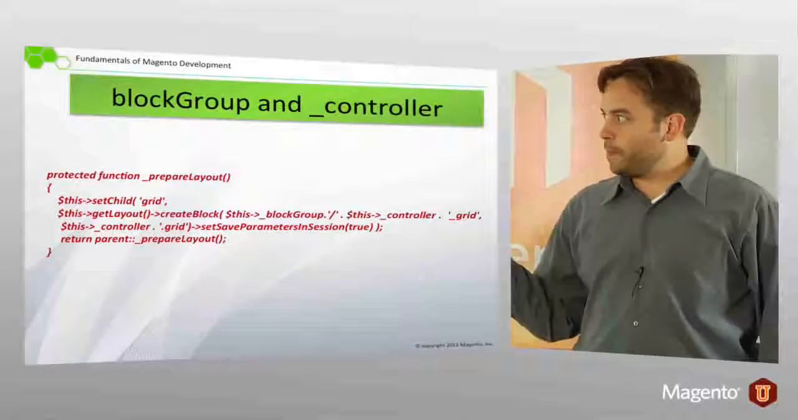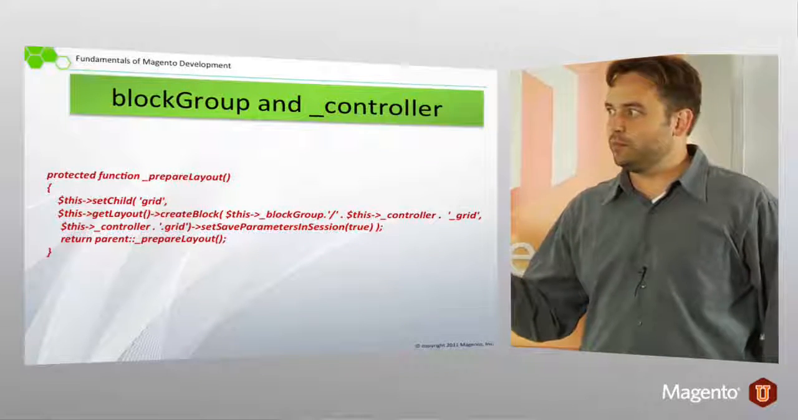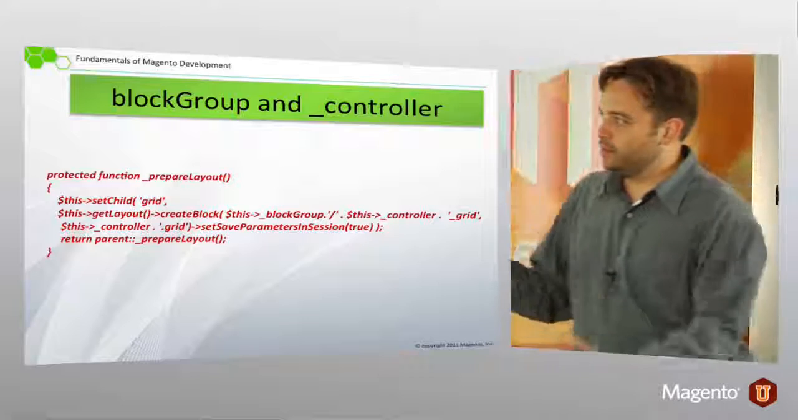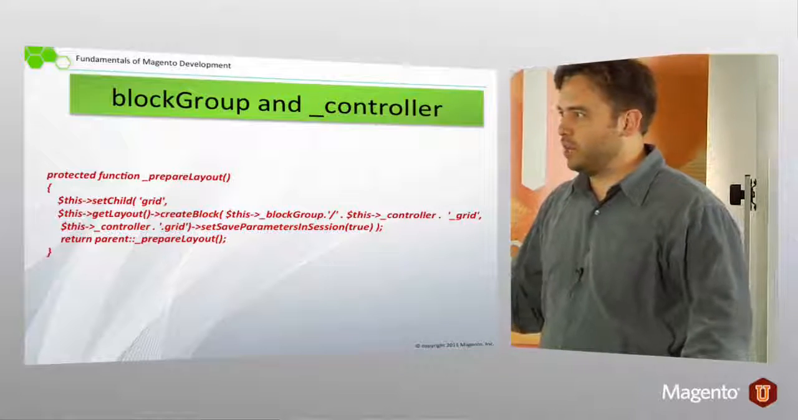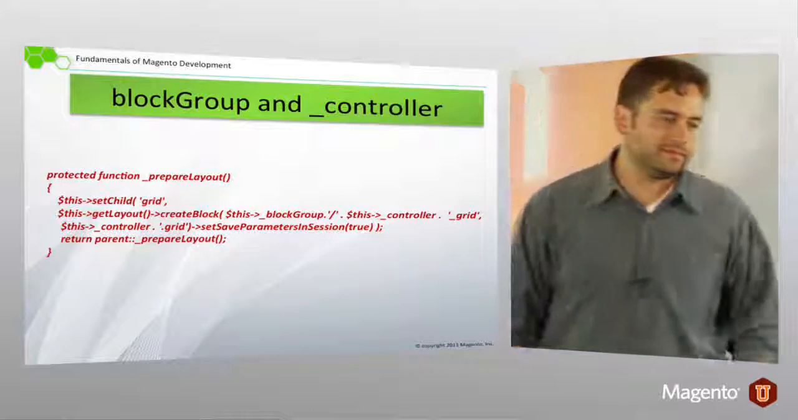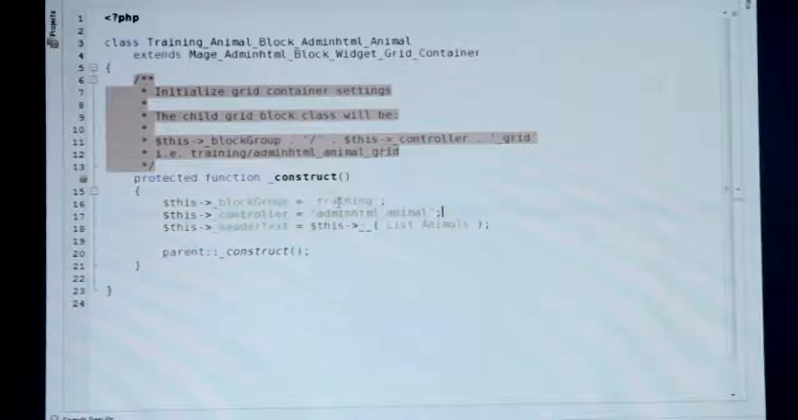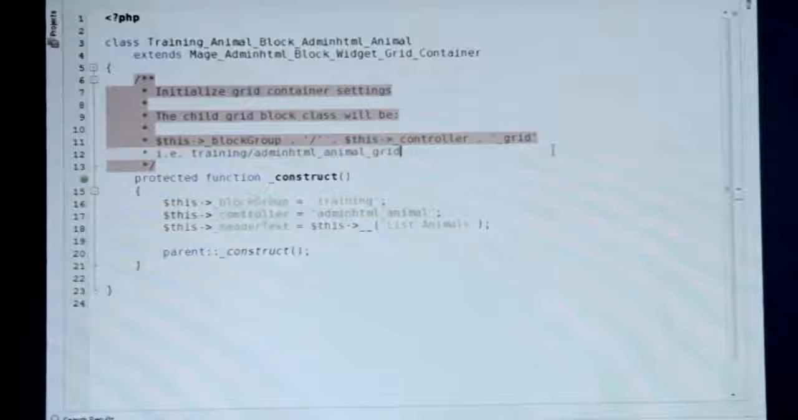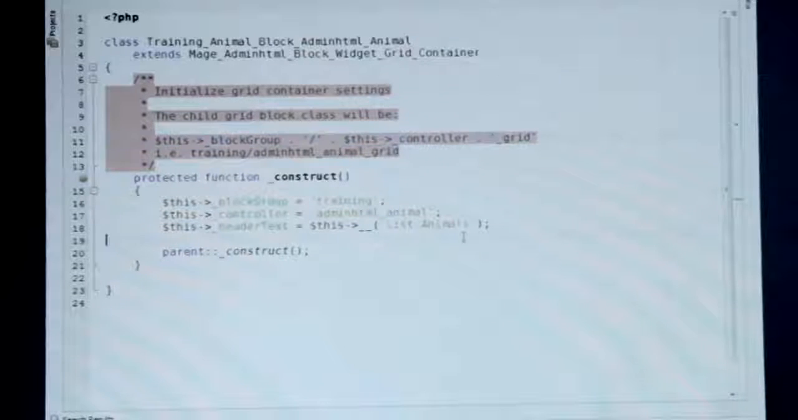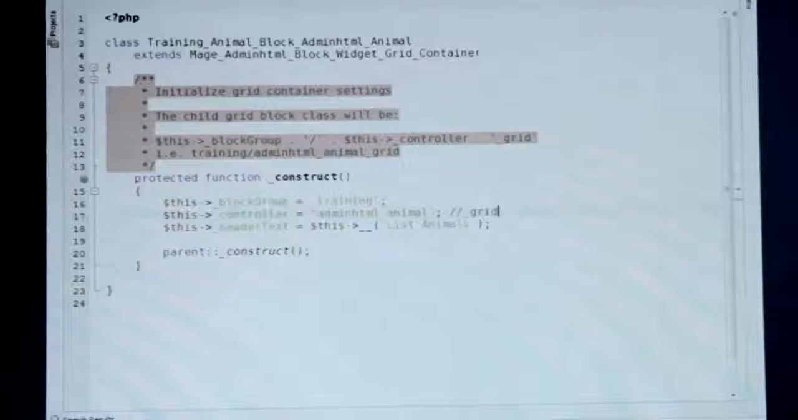So this controller here, we're specifying admin html animal. That tells us the class that we need to make: training animal block, admin html animal grid. Whatever we specify here, that's the class we're going to need to make. For a grid, it'll be /grid, and that's denoted up here. Actually, I could have shown you right here. And then here, obviously, we're setting the header on the page. So that's where that list animals comes from.